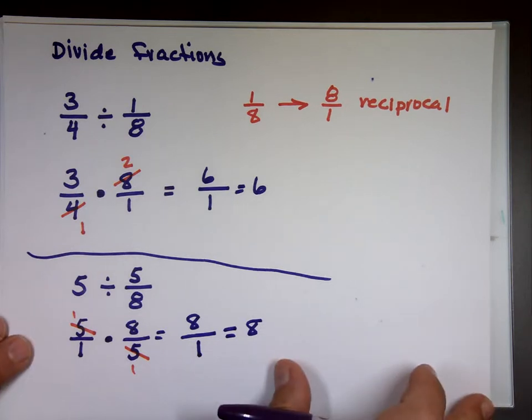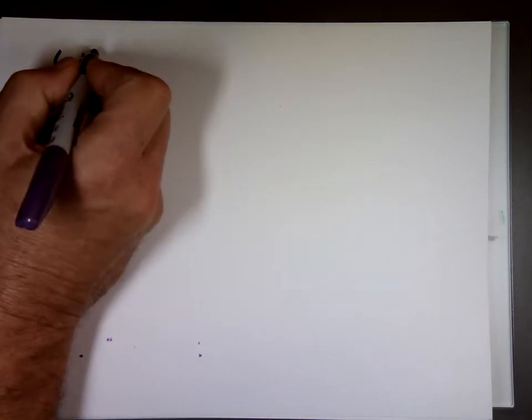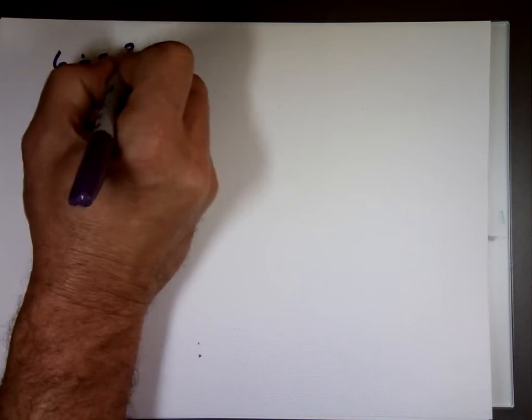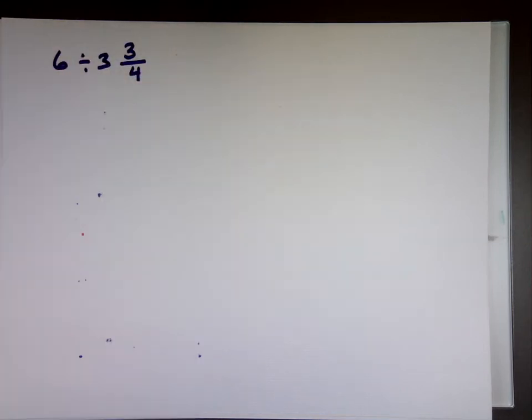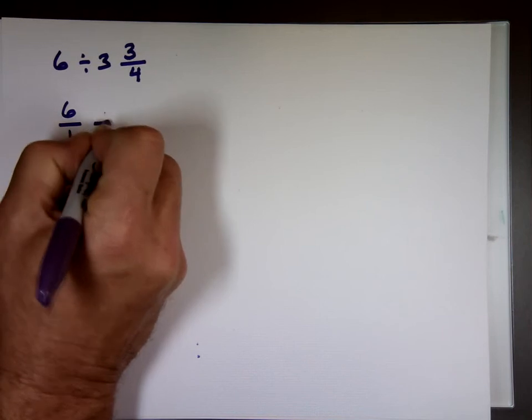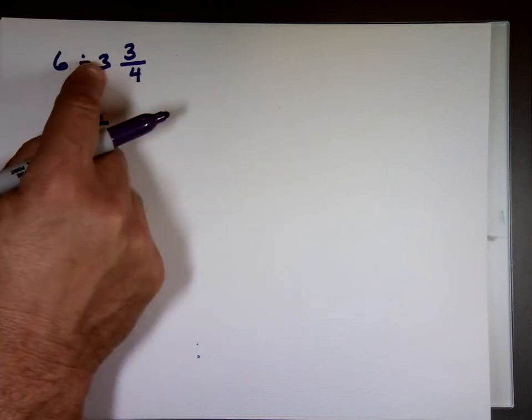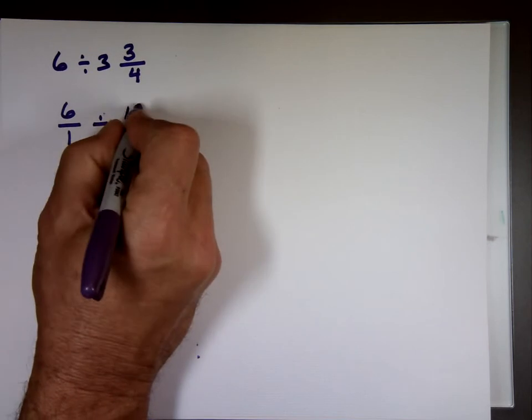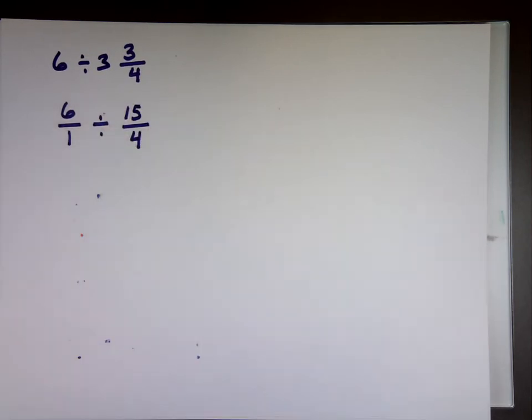Let me try another one. Six divided by 3 3/4. Before I change the division to multiplication, let me rewrite this one. That's 6/1 divided by, what's that number? What's 4 times 3? 12 and 3? 15/4. So the first step, I took that mixed number and changed it to an improper fraction. I didn't touch anything else. I still have the division.